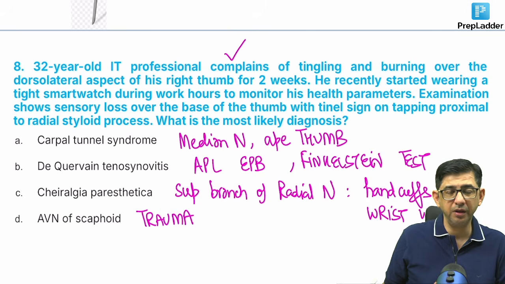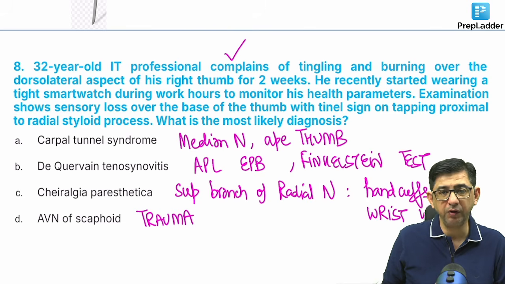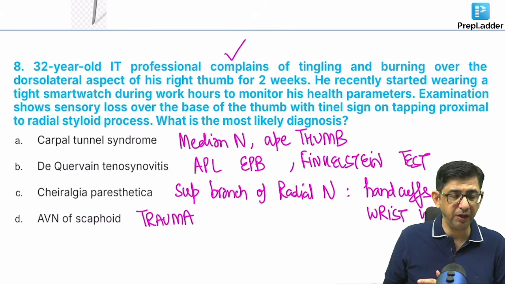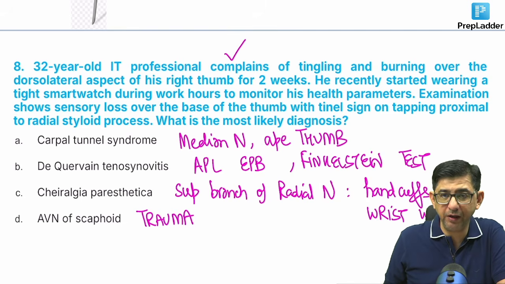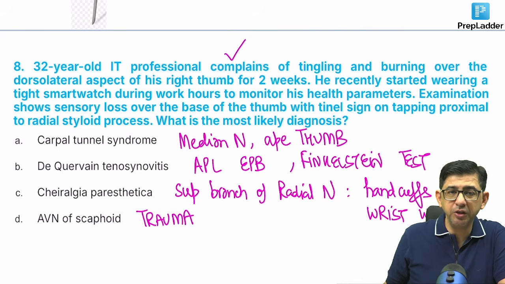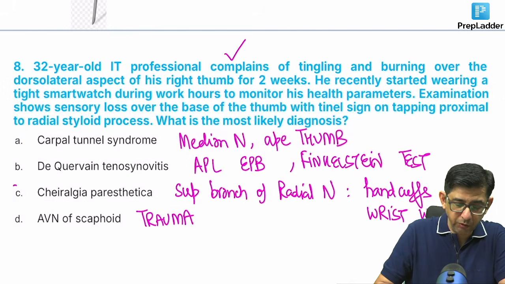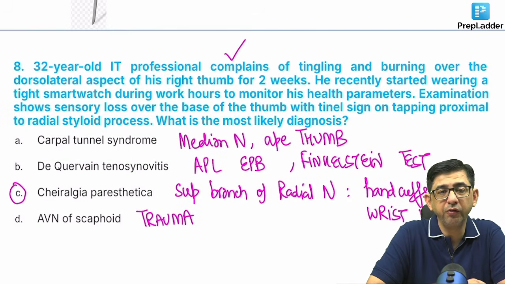Meralgia paresthetica is involvement of the lateral cutaneous nerve of thigh, where the patient would be having pain with respect to the anterior aspect of the thigh. But in this particular case, it is the superficial branch of the radial nerve that will get involved, and that would be chiralgia paresthetica. Option number D was ruled out because there was avascular necrosis.